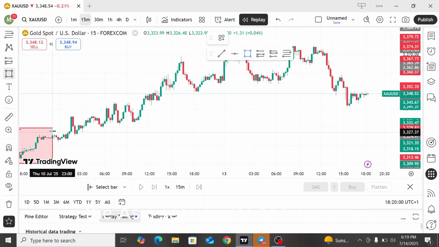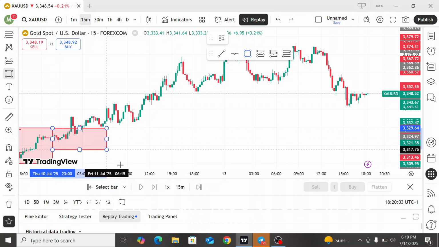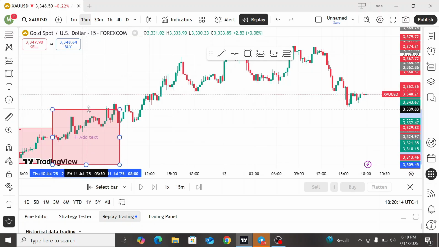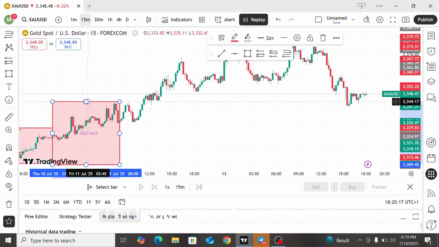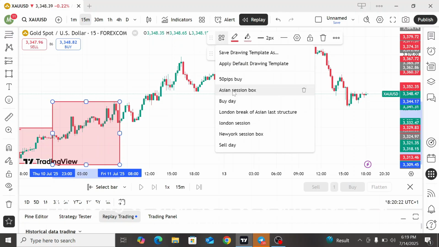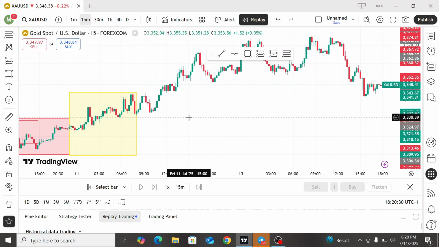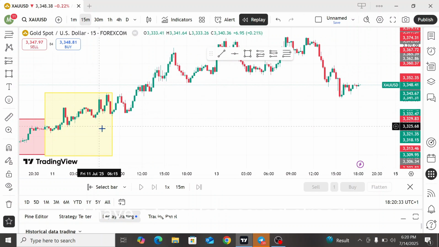The Asia session starts from 11 o'clock till 8 o'clock in the morning. So I'm just going to mark it like this. Once I mark the Asia session, I will draw it up like this. Then I will change the color for the Asia session to yellow. I already have a template saved. So this is my Asia session for Friday.